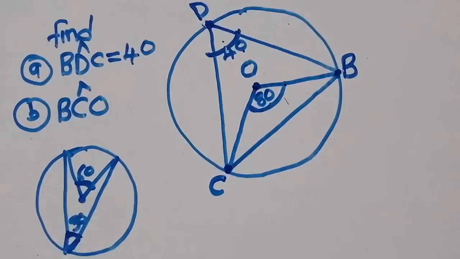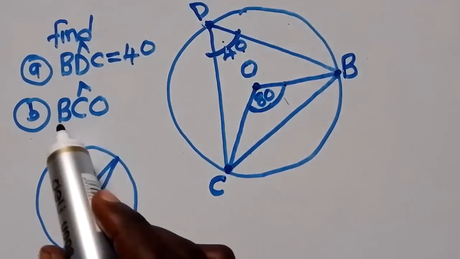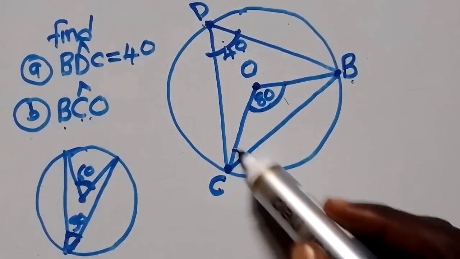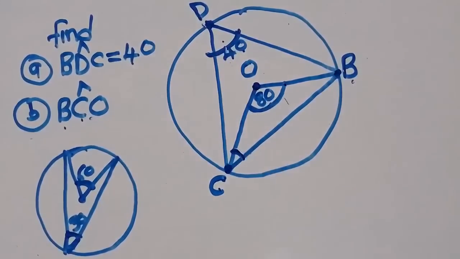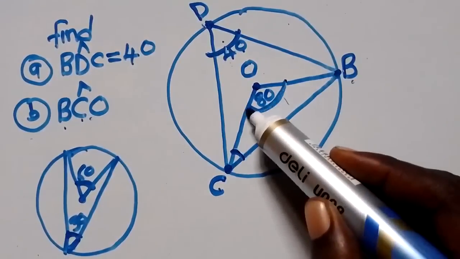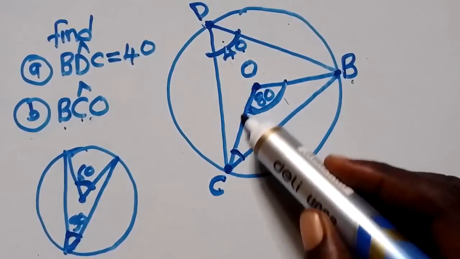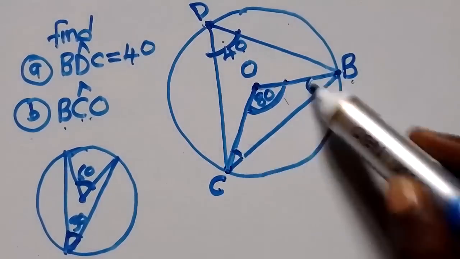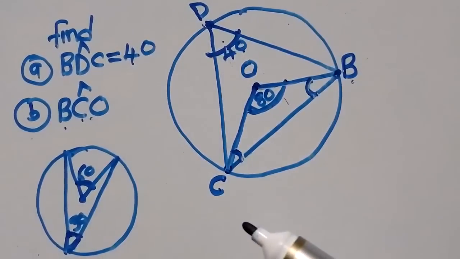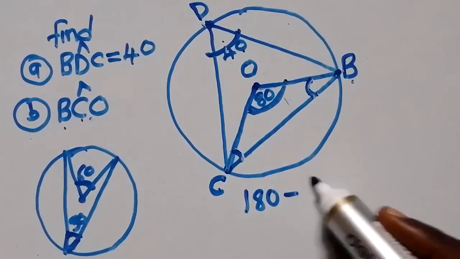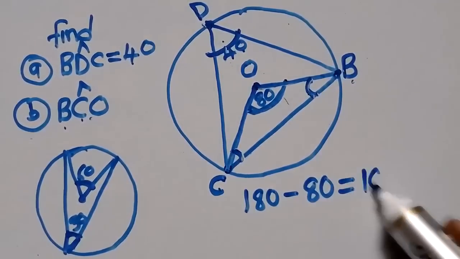So now you've answered that question. We go to BCO. You want to find the angle which is here. How can you find the angle which is there? Since you know that this is the center, that is the radius, and even there that's the radius, meaning these two angles are equal. So you say 180 minus the 80 there, and you are going to get 100.